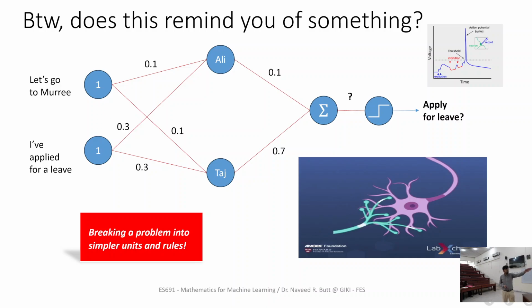Maybe that action might not be applied for a leave. It might be telling another friend, let's go to Murray. हो सकता है आप ग्रुप बनाना हो कोई. So it's not necessary that that should stop here. So what you can have more layers in there. Like the real neurons. कितने बताए थे मैंने ब्रेन में?